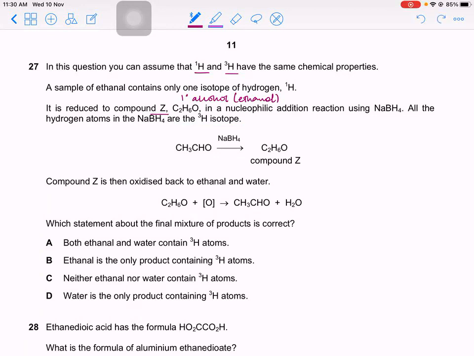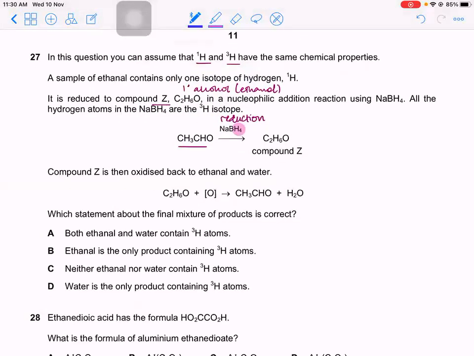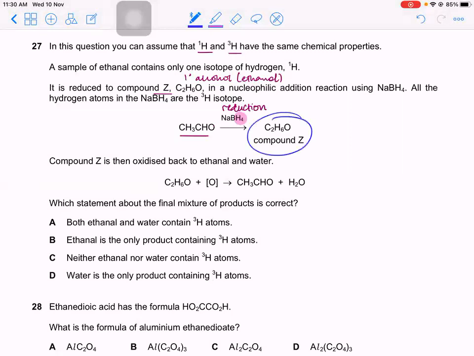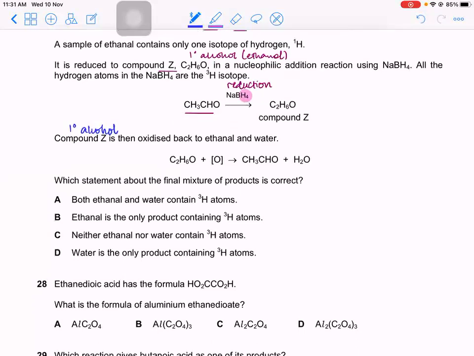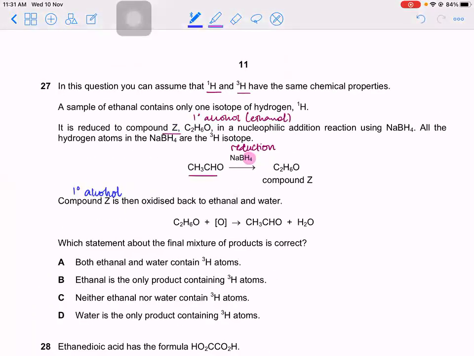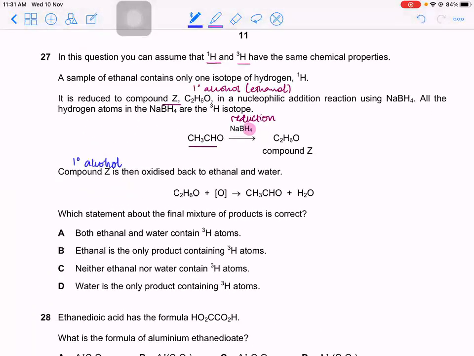So they're saying when you do the reduction of aldehyde to alcohol, all the H's in NaBH4 are tritium or the H3 isotope. Compound Z, which is your alcohol, primary alcohol, they are saying this is then oxidized back to ethanol and water. All right. Which statement of the final mixture, the product is correct? So let's see. Both ethanol and water contain H.